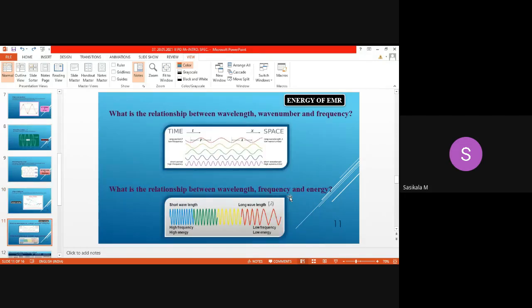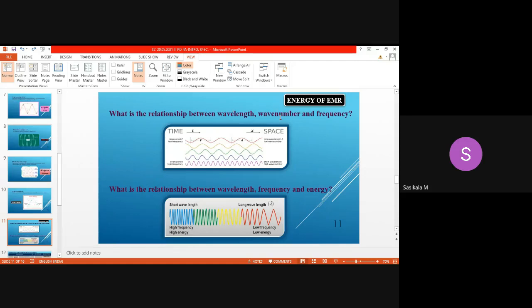Now let's see the relationship between these wave characteristics, so that you can understand the relationship between the energy of different radiations also. Energy is what we need to calculate, since energy represents the amount of radiation passed to the sample. In order to calculate the energy, we should know how the different wave characteristics are related. Now let's see the relationship between wavelength, wave number and frequency, the first three parameters.